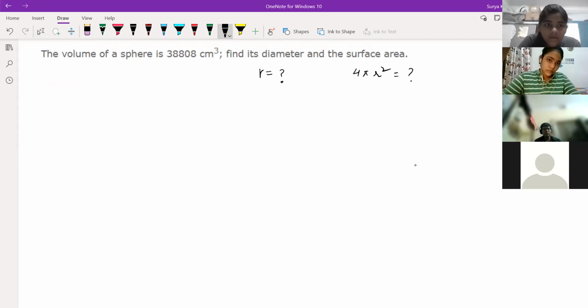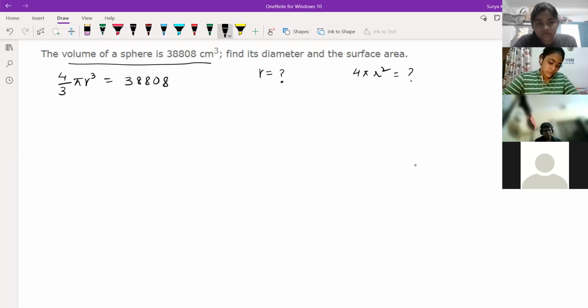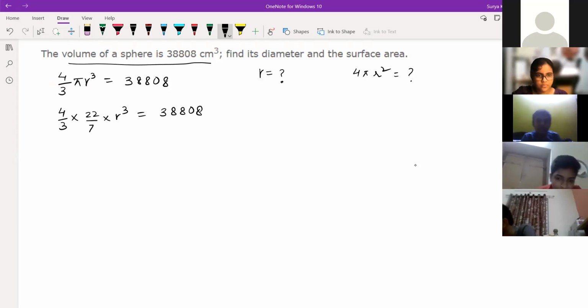So how to find radius? This is the hint for us. Okay, so 4 by 3 pi r cube is equal to 38808. So 4 by 3, 22 by 7, r to the power 3, is equal to 38808.